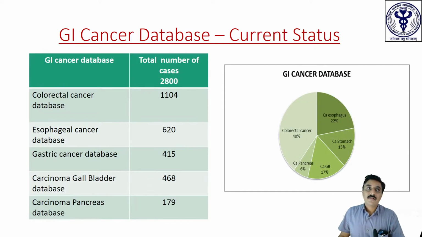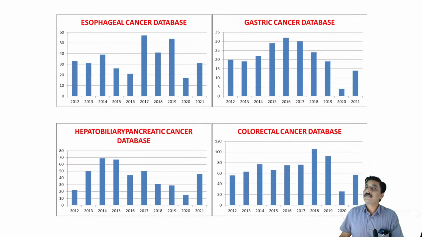In our database for the last 2 decades, we have around 1800 cases in the GI cancer database, out of which colorectal cancer is the most common, which carries around 1100 cases, and it comprises around 40% of the total GI cancer data load. The second most common is esophageal cancer, which comprises around 20% of the total cancer load. These are the year-wise distribution of the last decade of various subsites of the GI data.